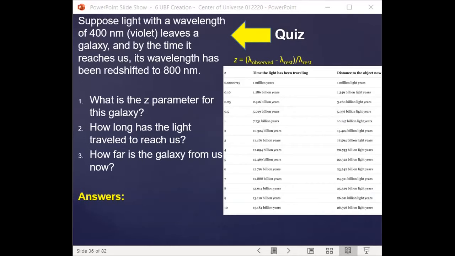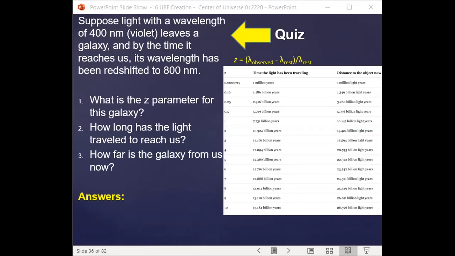Now, let's solve this quiz, and if you solve it, then you will understand what that is. Suppose light with a wavelength of 400 nanometers leaves a galaxy, and by the time it reaches us, its wavelength has been redshifted to 800 nanometers. You see this equation in yellow. Lambda observed is 800, and lambda rest is 400. What is the z parameter for this galaxy? Put your answer in the chat. This is not a difficult question. Just use the equation on top of the table: 800 minus 400 divided by 400. It is 1. z is 1.